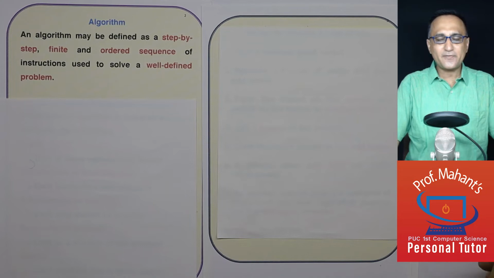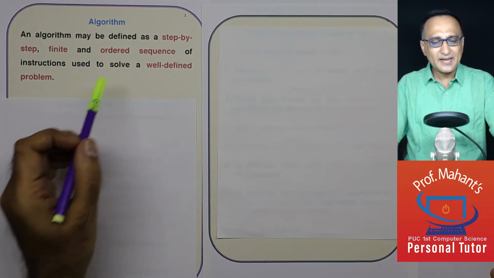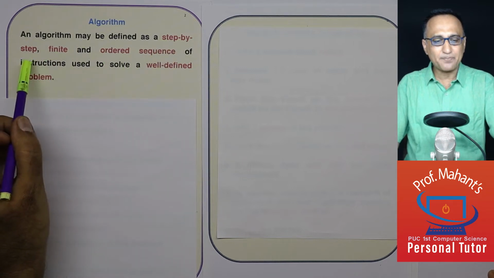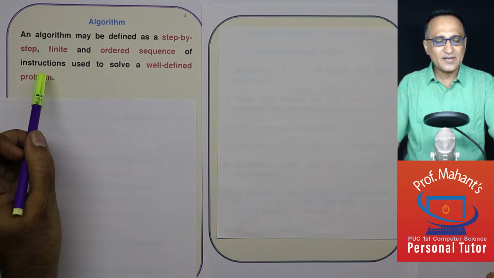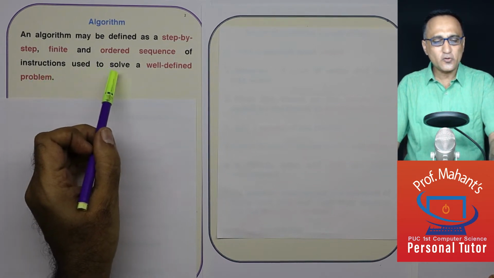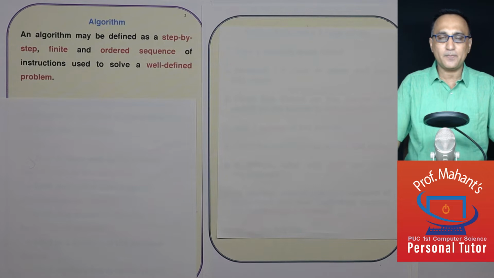Let us now try to define and understand what exactly is an algorithm. An algorithm is a problem solving approach. It is not necessarily used to solve problems using computers. It can be used to solve any real life problem. So, an algorithm may be defined as a step by step, finite and ordered sequence of directions or instructions used to solve a well defined problem.